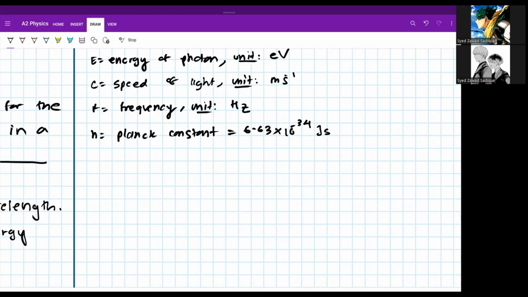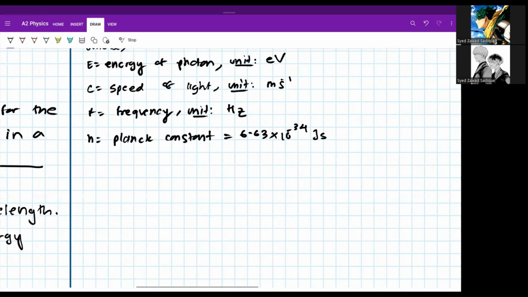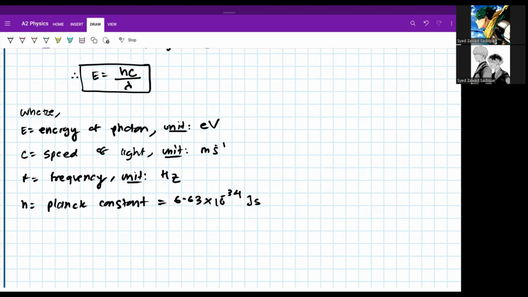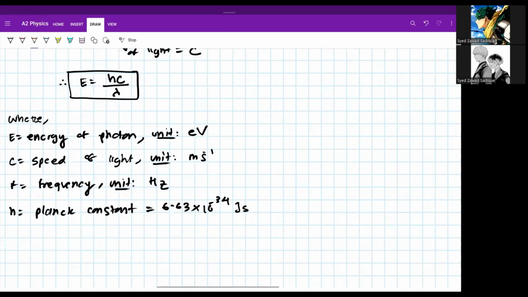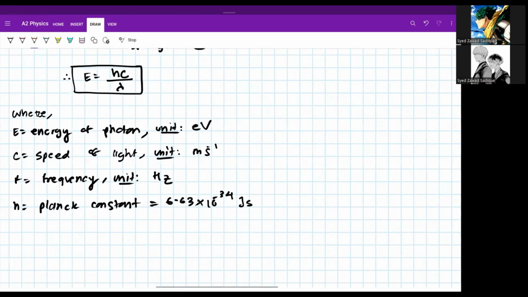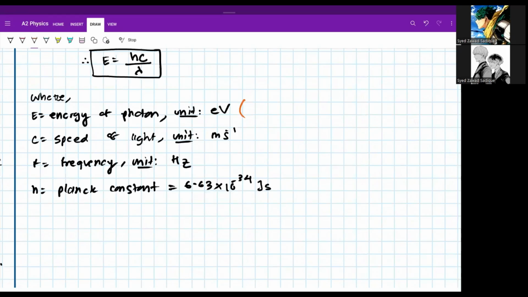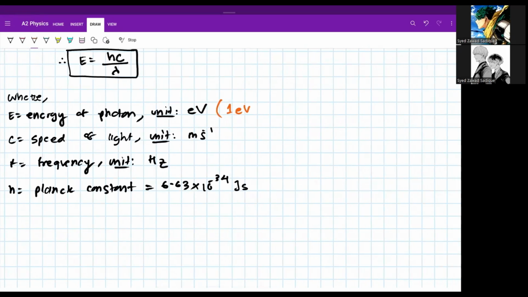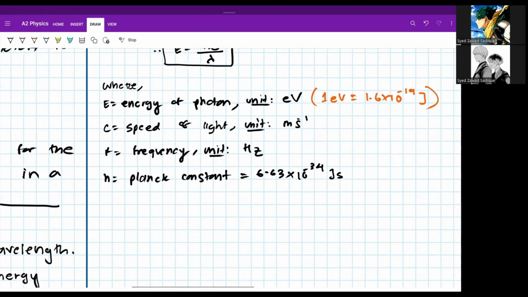Just for you guys, I won't show you the conversion, I'll just write the value. That is 1 electron volt is equal to 1.6 times 10 to the power minus 19 joules. Okay, nice. So next.